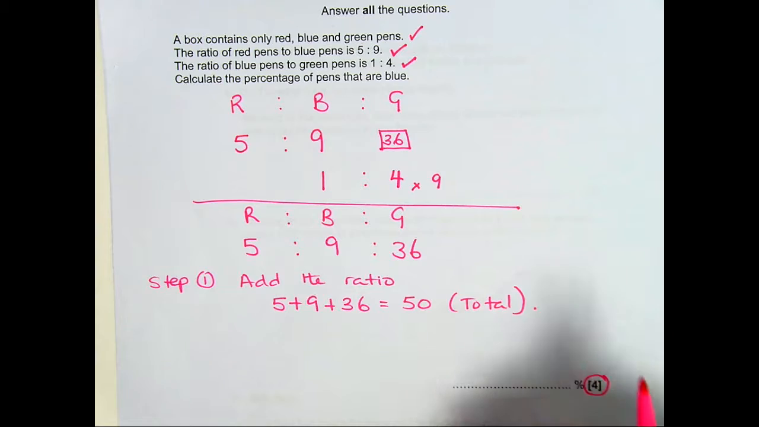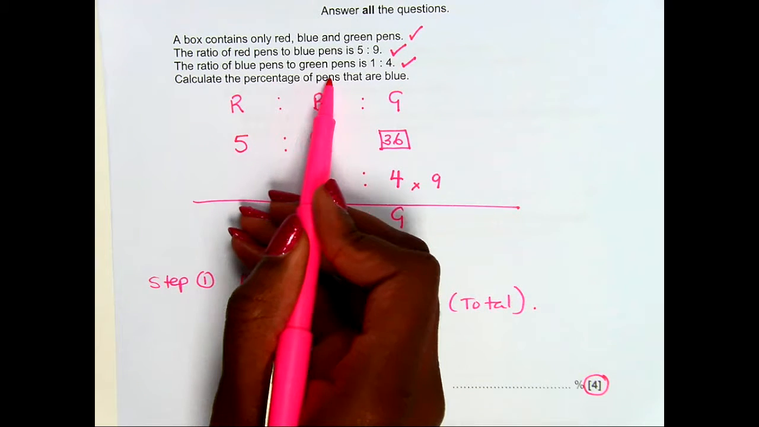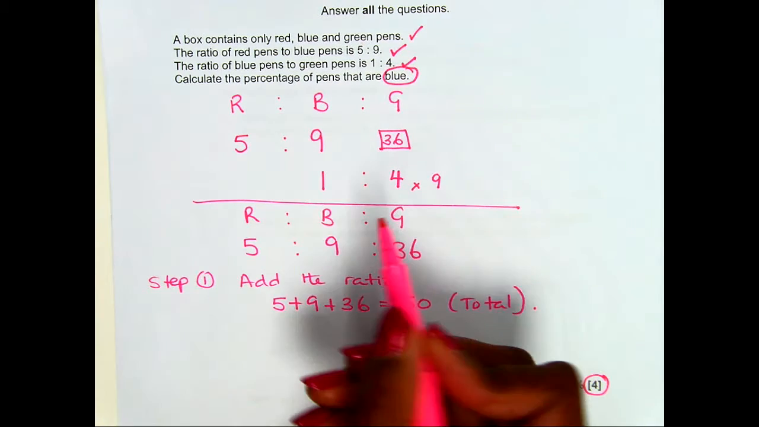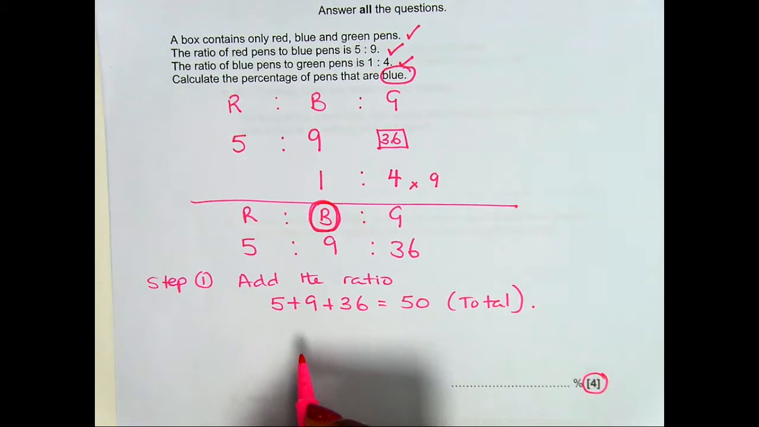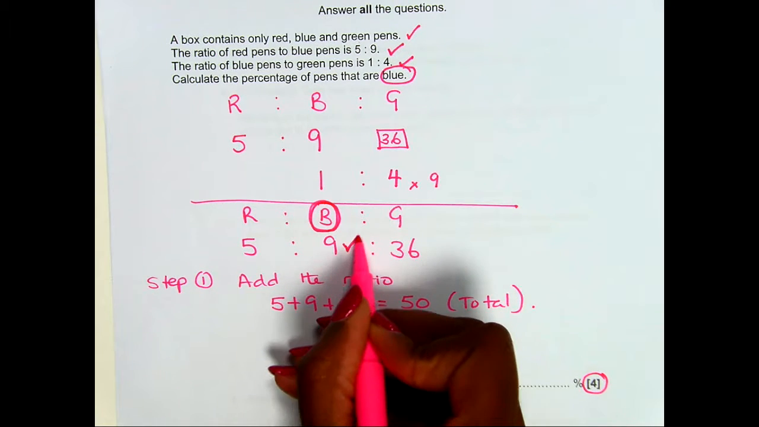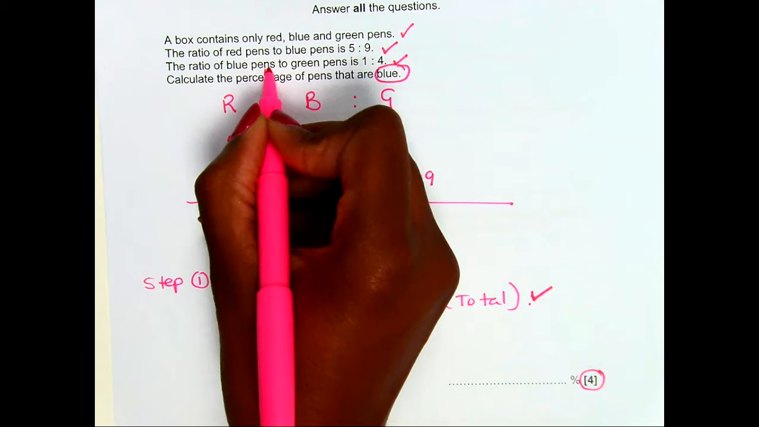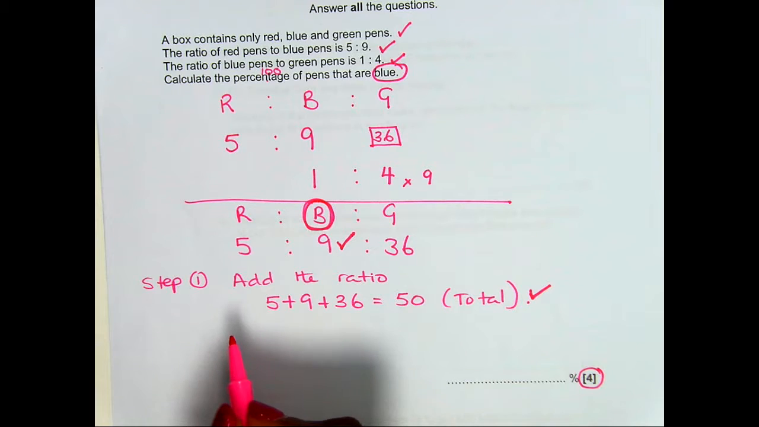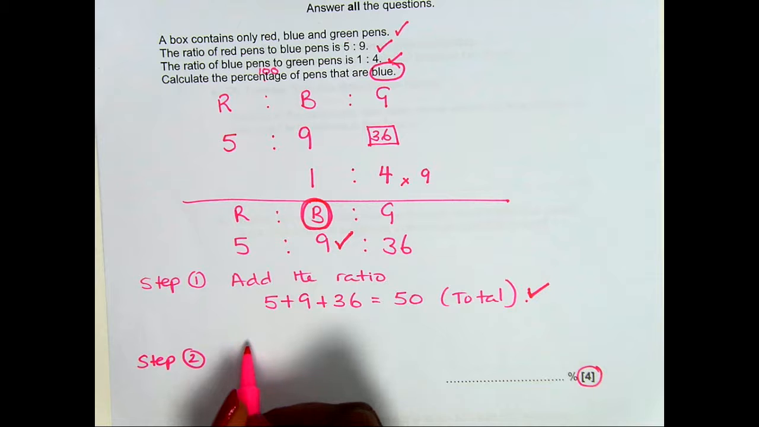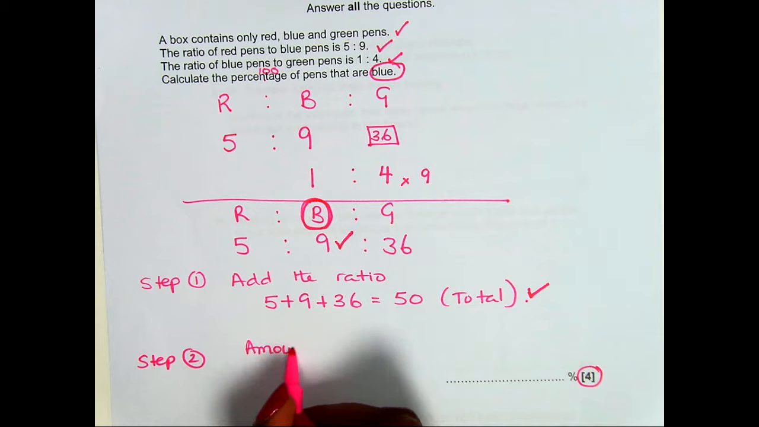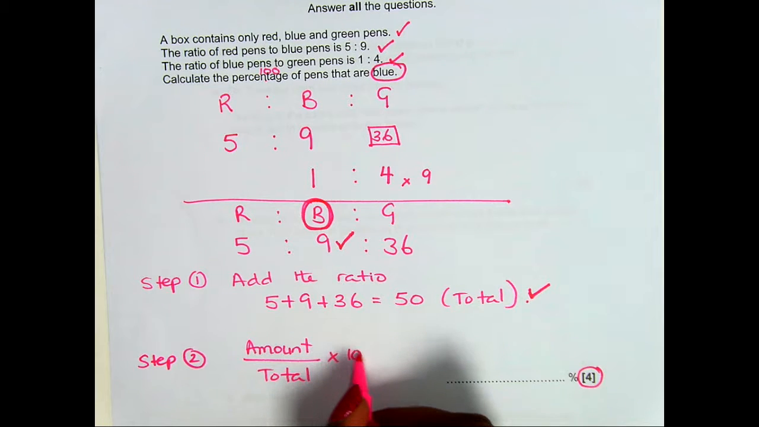Okay, so let's read what the question really wants us to figure out. Calculate the percentage of pens that are blue. So I'm talking about blue. Now the way you work out your percentages is you look at the amount for the specific color you're looking for, you look at the total, and we know that percentages are always out of 100. So if I want to work out the percentage, I need to put the amount that I'm looking for over the total, and I'm going to times that by 100.